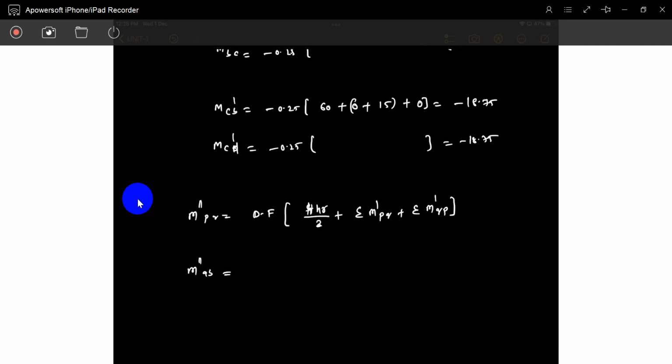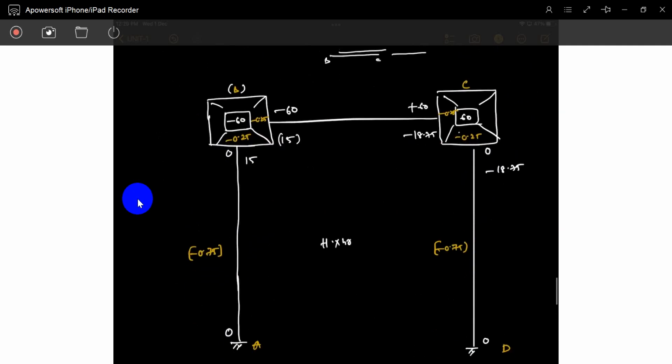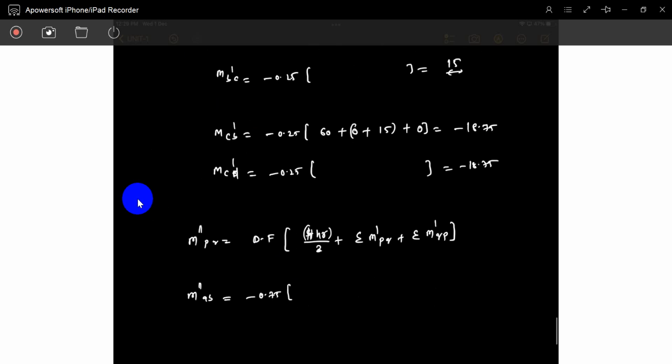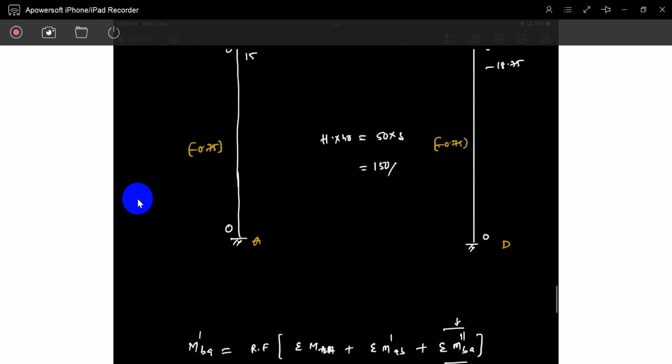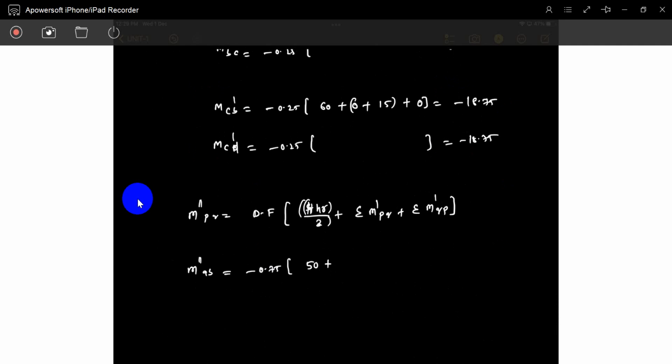See, what is the displacement factor? We already know, 0.75. H into HR, what is that value? H multiplied with height. H is 50, height is 3 meters. That's it, 50 times 3, this is 150. 150 divided by 3, you can write it's 50. We just taken it as 50. This is same.